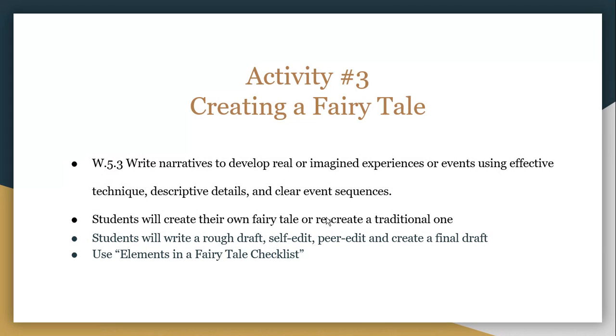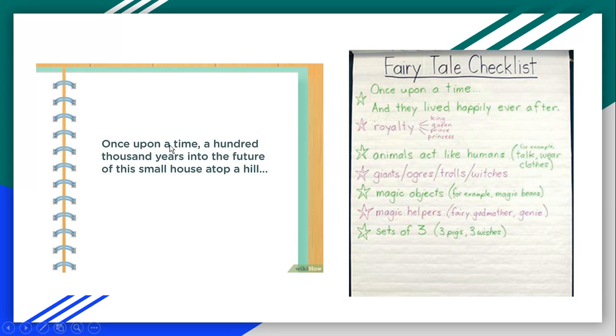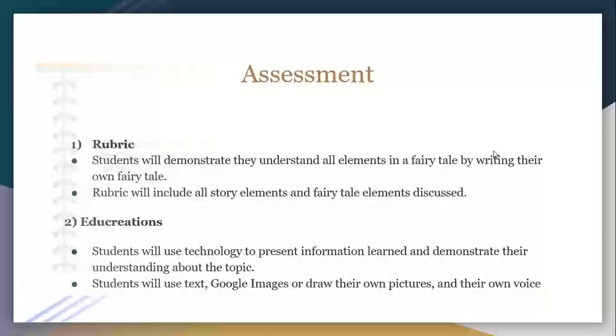Activity number 3 in the lesson is creating the fairy tale. So here is the standard for this part. Students will create their own fairy tale or recreate a traditional one. They're going to write a rough draft, self-edit, peer edit, and create a final draft using the elements in a fairy tale checklist. So here's an example of one that's written, once upon a time, 100,000 years into the future of this small house atop a hill. And fairy tale checklist here that we will use.